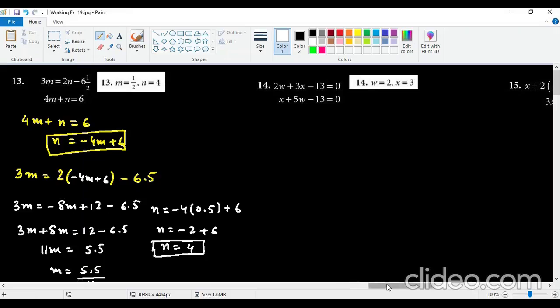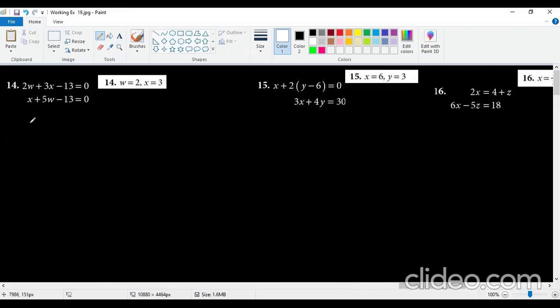Now comes question number 14. In question number 14 it says 2w plus 3x minus 13 equals 0. So I will write 2w plus 3x equals 13. I will rearrange this, and the second equation is saying x plus 5w minus 13. So I will change the sign and take it to the other side. That means x is equal to 13 minus 5w, which is the value of x.